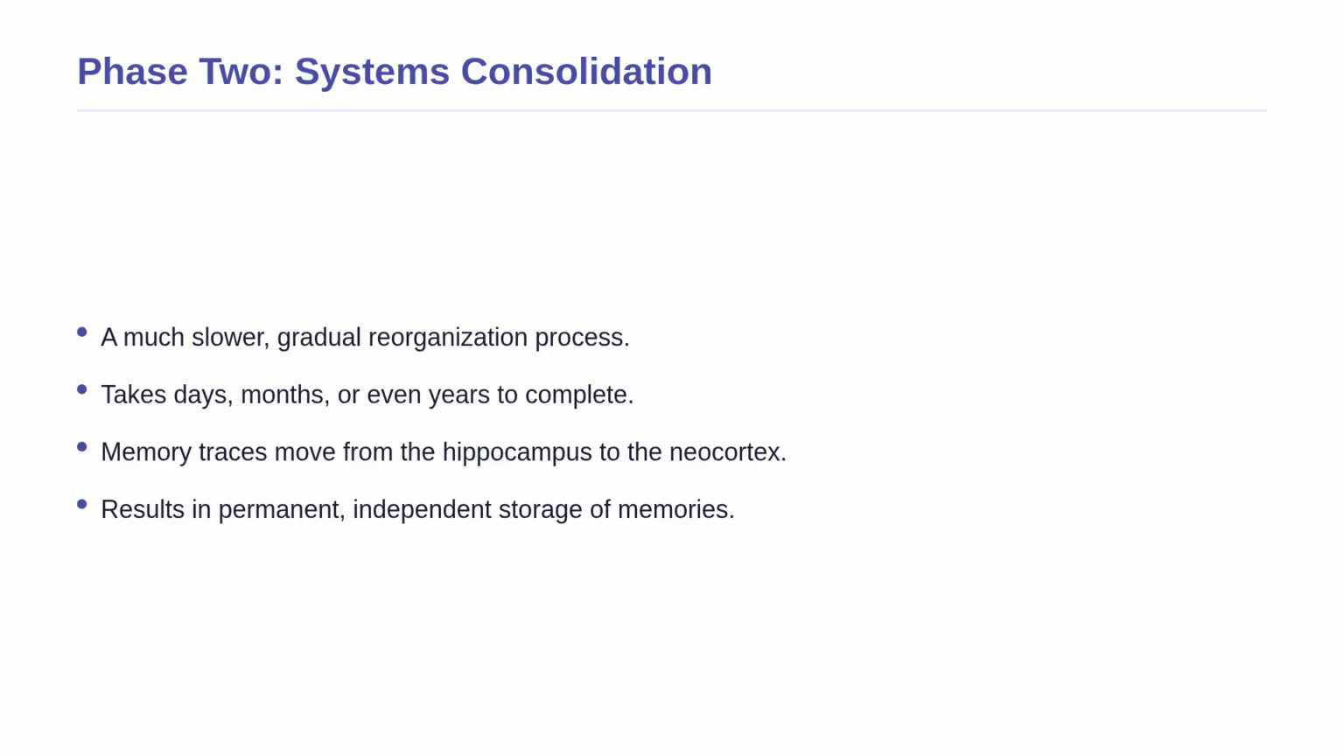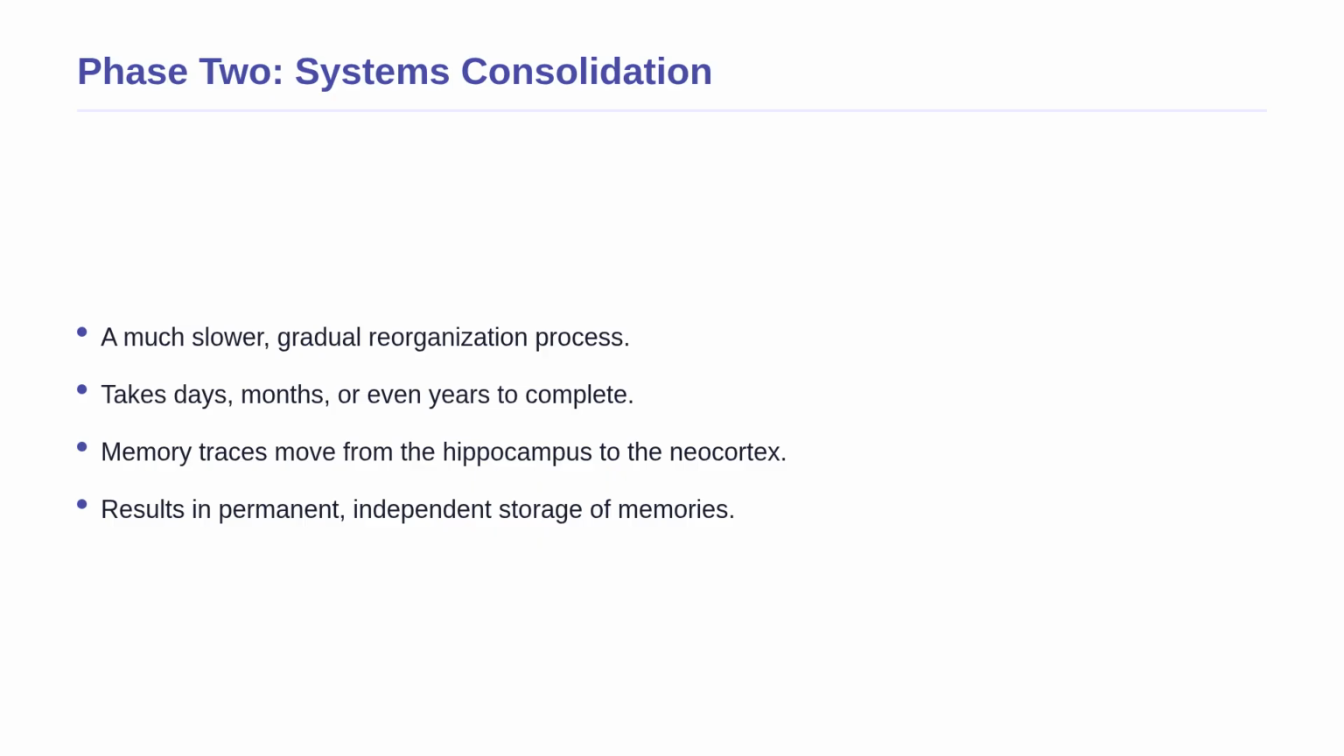Following the rapid synaptic changes, a much slower process begins, known as systems consolidation. While synaptic consolidation takes hours, systems consolidation can take days, months, or even years. During this extended period, the memory trace is gradually reorganized.